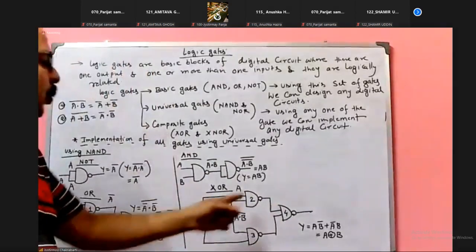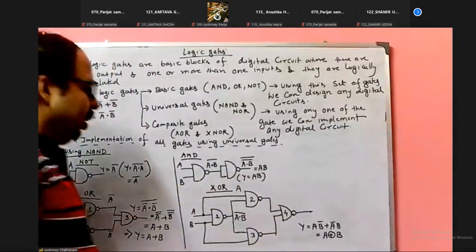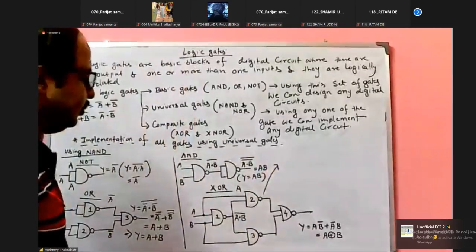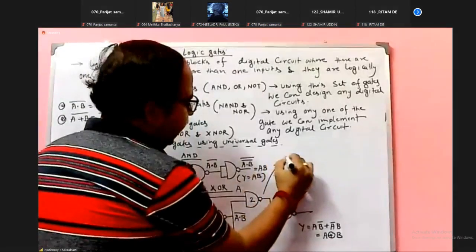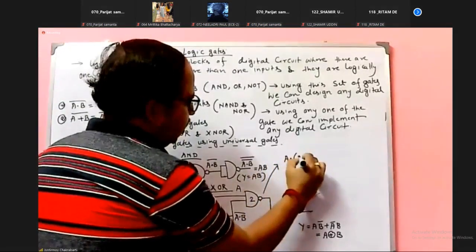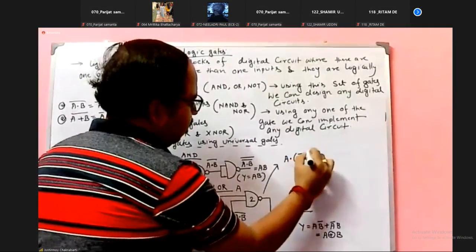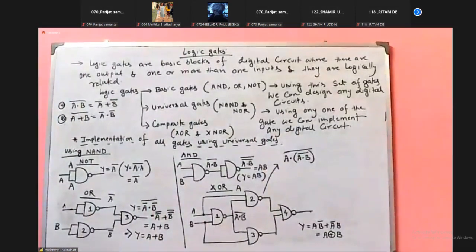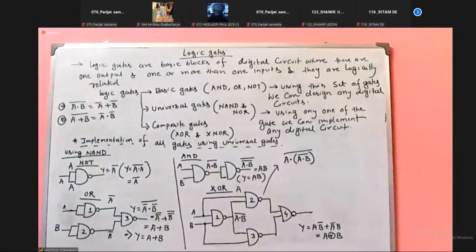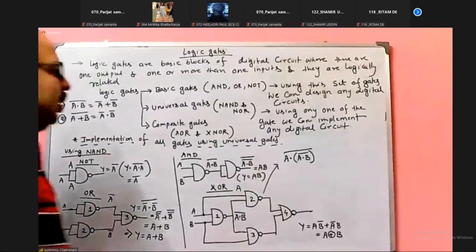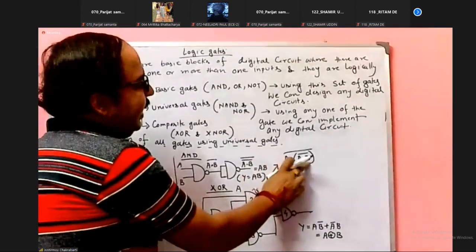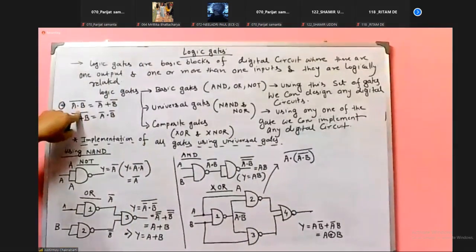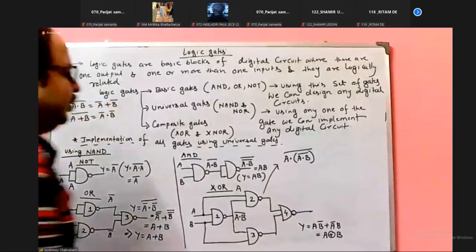So what is the output of gate 2? Output of gate 2 is এ ডট বি বার হোল বার, A dot B whole bar. Yes, sir. ঠিক আছে। আবার নিচেরটাতেও সেরকম এ ডট বি বার হোল বার। Now what is a dot b whole bar? A bar plus B bar.